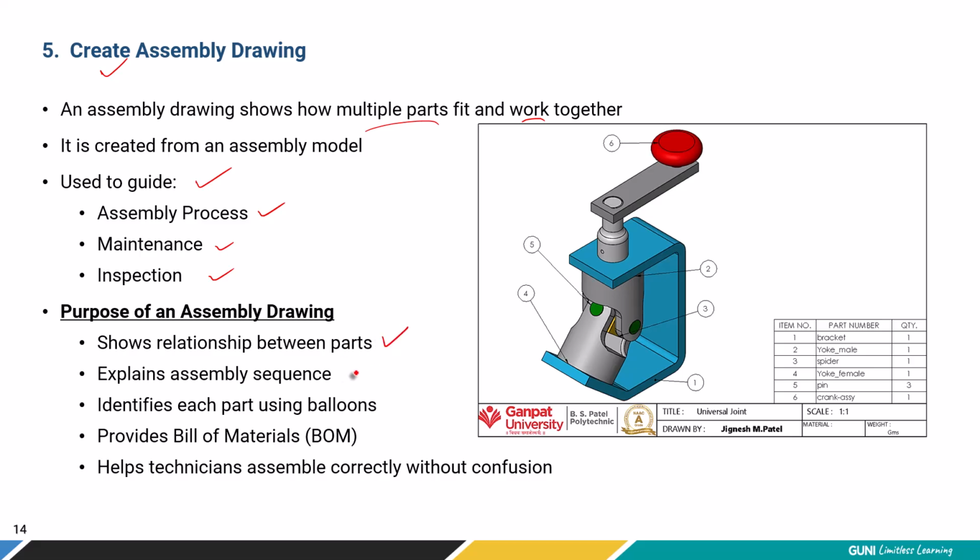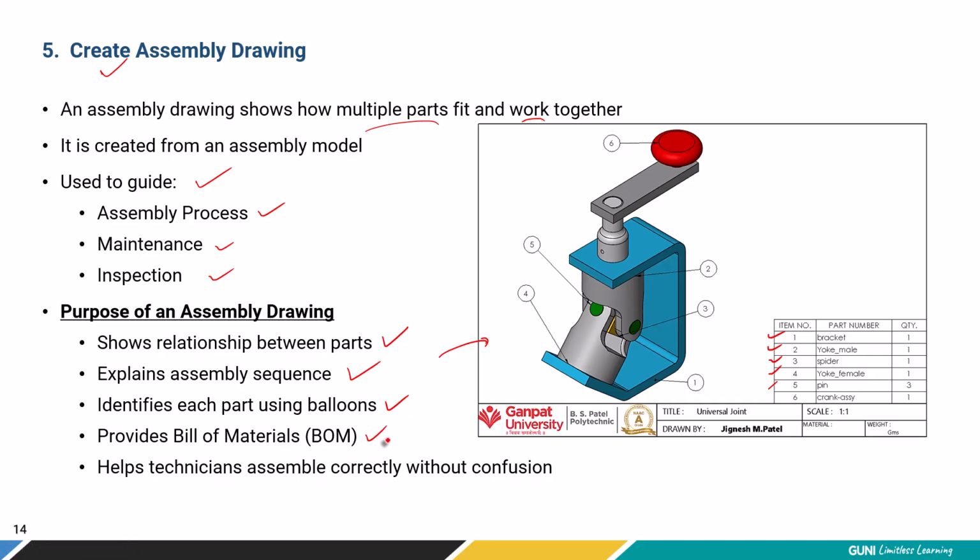They are also used to explain the assembly process, or you can say sequence. Just look over here, from this assembly drawing we can identify, using these balloons and numbers, which part is fitting with another part. So it helps to identify each part in the assembly via balloons.